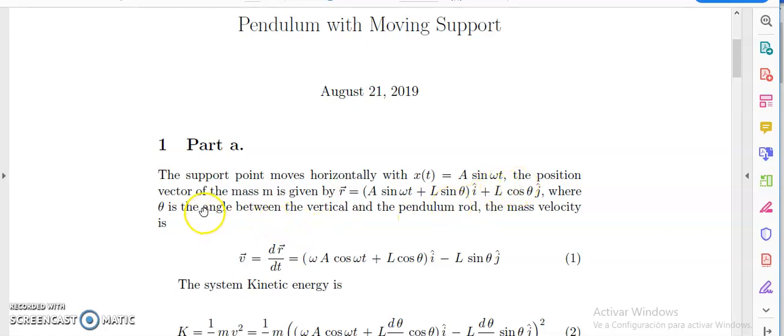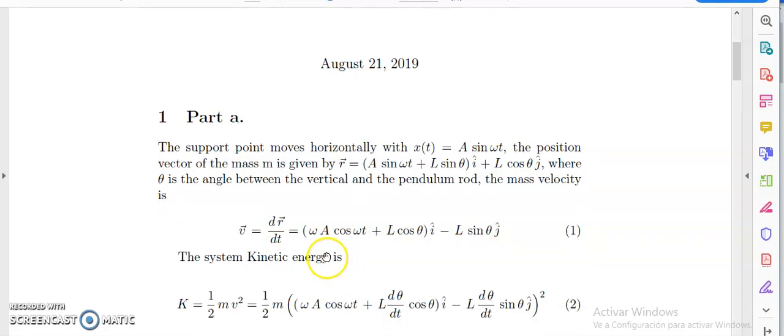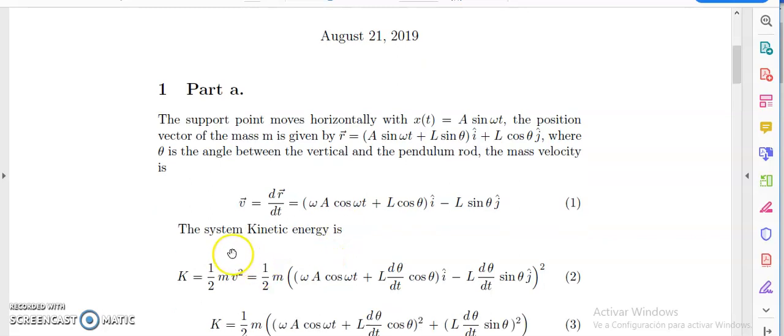The position vector of the mass m is given by this vector, the position in the x direction plus the position in the y direction, where theta is the angle between the vertical and the pendulum rod. The mass velocity is just the derivative of the position with respect to time. This is the result. We will apply Lagrange mechanics, so we need to calculate the kinetic energy.